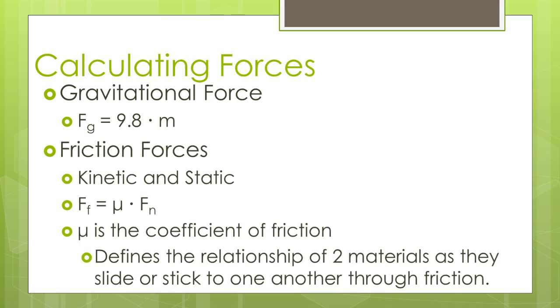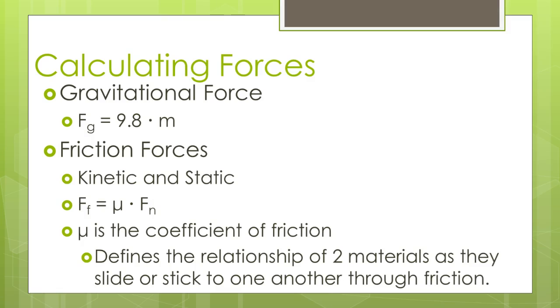Friction forces can also be calculated. Friction forces come in two categories, kinetic and static. Kinetic friction forces are forces caused by things moving, so things rubbing against each other. Static friction forces are those forces that keep something in place, keep them from sliding. Either friction force can be calculated by multiplying mu times the normal force of the object.